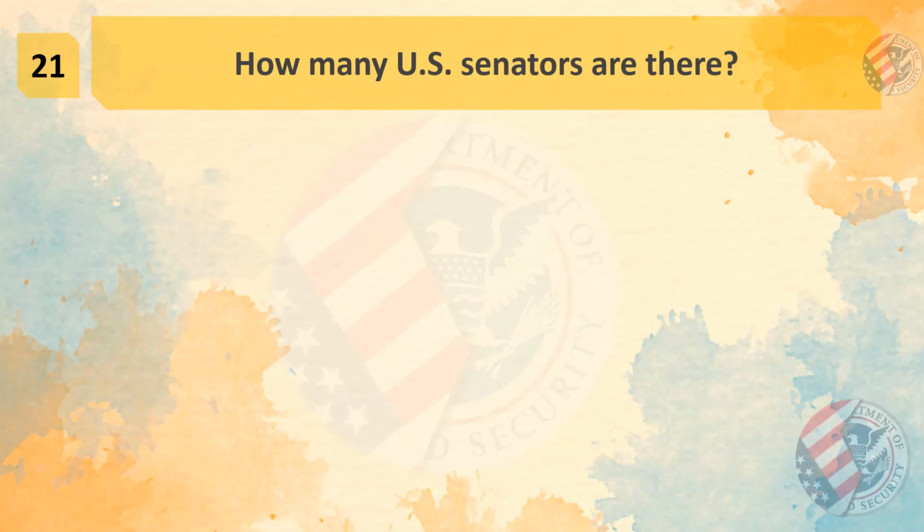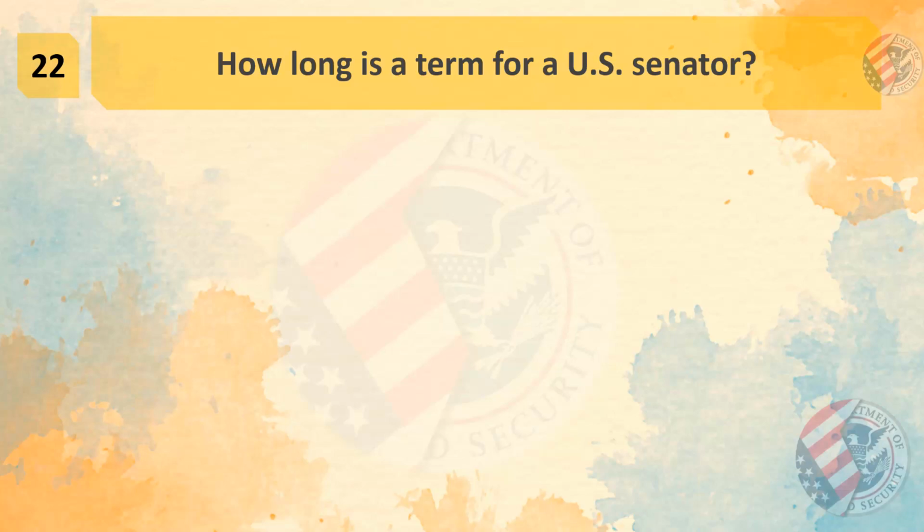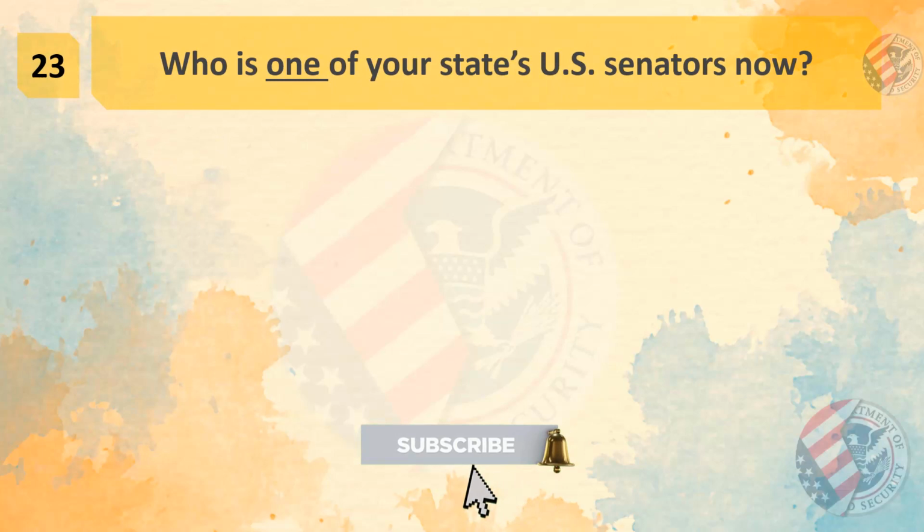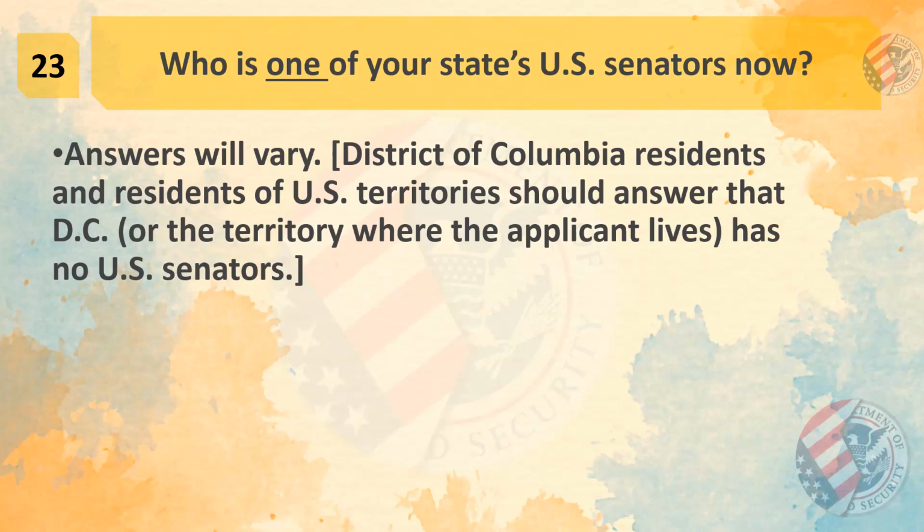How many U.S. senators are there? 100. How long is a term for a U.S. senator? 6 years. Who is one of your state's U.S. senators now? Answers will vary. District of Columbia residents and residents of U.S. territories should answer that D.C., or the territory where the applicant lives, has no U.S. senators.